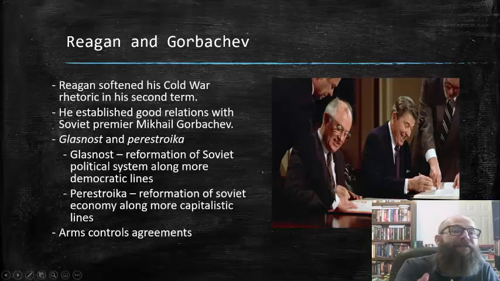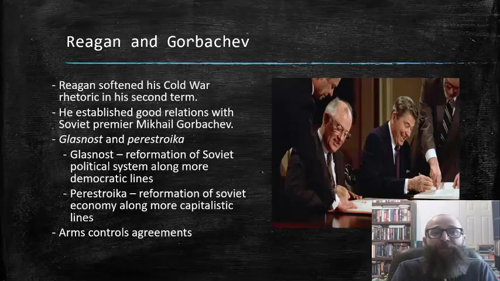In his second term, Ronald Reagan did soften his Cold War rhetoric, and he established good relations with the new Soviet premier, Mikhail Gorbachev, who was an advocate for more democratic and capitalistic policies in the Soviet Union. And Gorbachev had two new policies, one called Glasnost and one called Perestroika. Glasnost was the reformation of the Soviet political system along more democratic lines, and Perestroika was the reformation of the Soviet economy along more capitalistic lines. And of course, these two policies very much aligned more with American interests and helped to ease Cold War tensions and led the United States and the Soviet Union to enter into new arms control agreements in attempts to de-escalate those Cold War tensions even further.